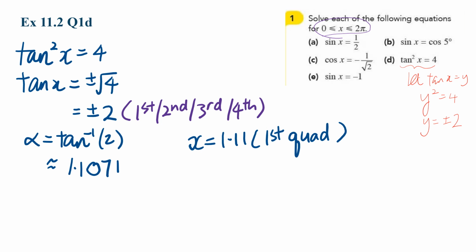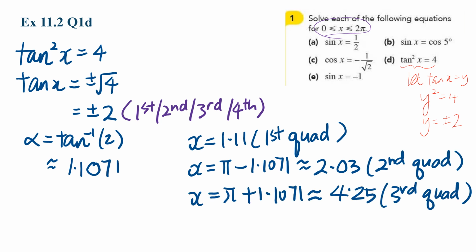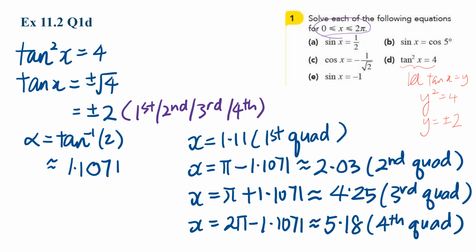Right. So the first quadrant will just be alpha itself, expressed to 3 significant figures, because right now we're talking about an angle that is expressed in radian mode. So it should be expressed to 3 significant figures. So the first quadrant is 1.11. Second quadrant is pi minus 1.11. Third quadrant is pi plus 1.11, and you need to keep 1.1071 with more decimal places so that your final answer will be more accurate. And then the fourth one will be 2 pi minus 1.1071. It gives you 5.18. All right.